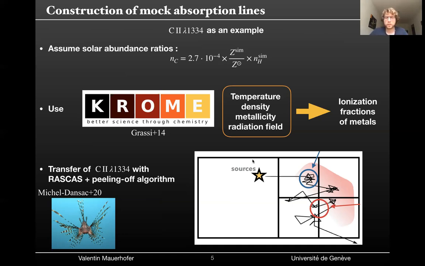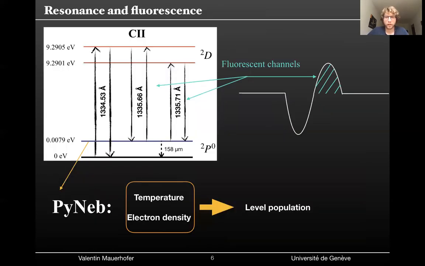So I used in this diagram in RASCAS, the photons scatter. And indeed, the absorption lines are resonant lines. So the photons scatter on the gas several times before escaping. And I want to detail that and the effects of fluorescence in the next slide. Here, I put a diagram of the levels of the C2 ion concerning the line that I show.